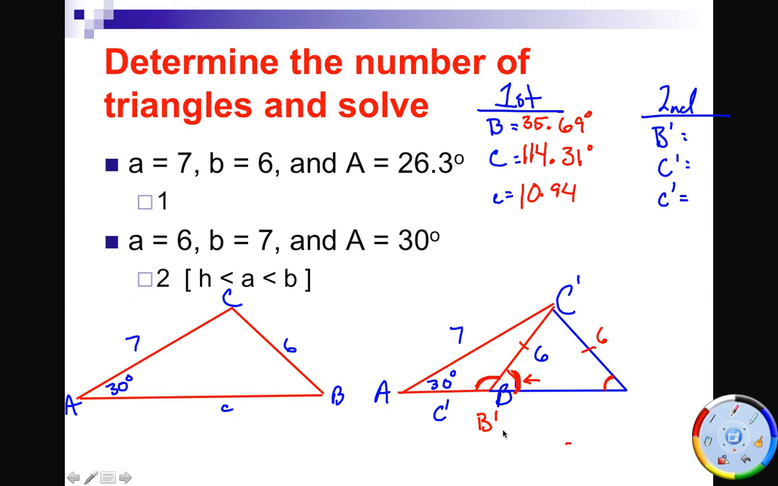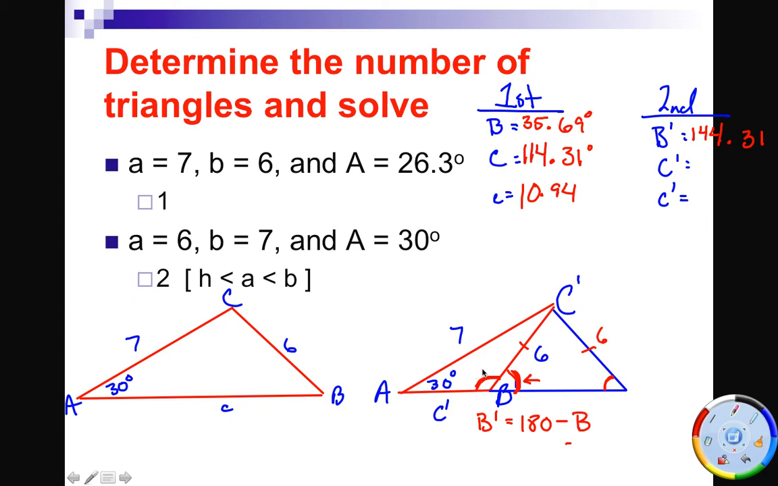So that means that B prime is equal to 180 minus whatever my B angle was. That's super nice because that does not require the law of sines at all. So I can do 180 minus B. I'm going to go back up into my calculator, find that number I had, and I get 144.31.